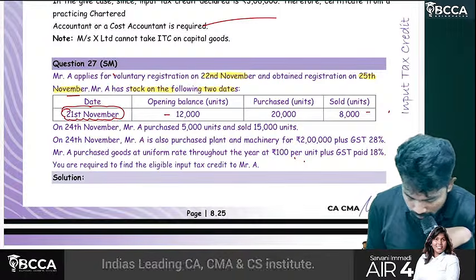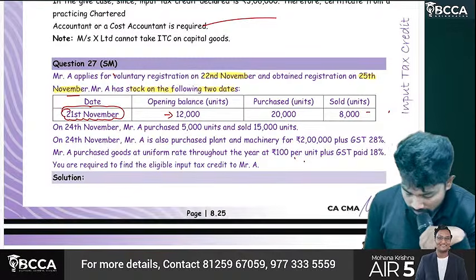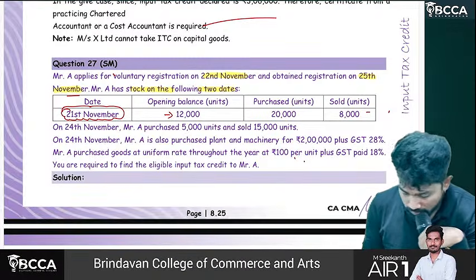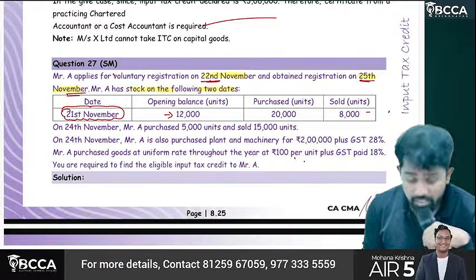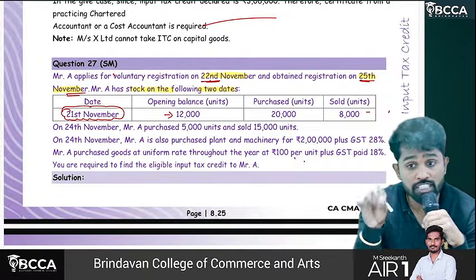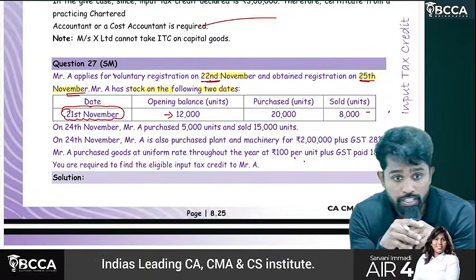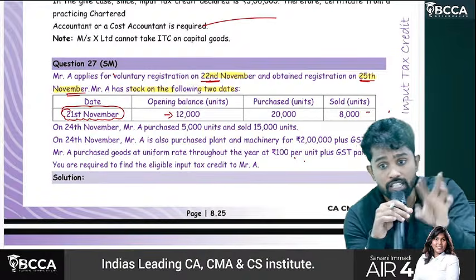21st November. Opening balance how much? 12,000. Then purchased how much? 20,000. And sold 8,000. Sir, when did he apply for voluntary registration? 22nd. And when was the registration granted? 25th. So we need closing stock on which day? 24th. Why? Because it is the day preceding the date of registration.